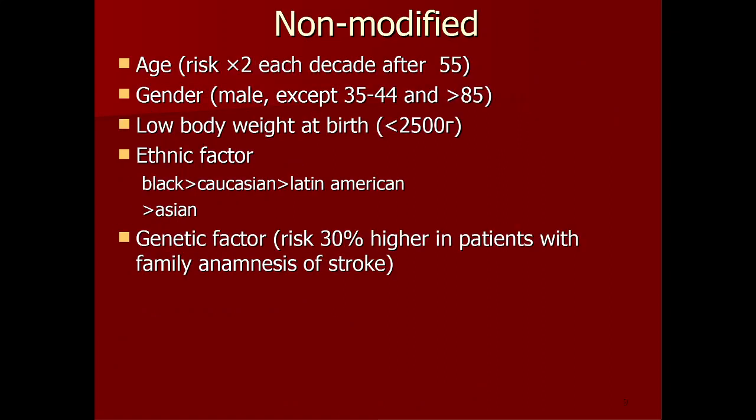Non-modified risk factors include age. Risk increases twice each decade after 55 years old. Gender: male in earlier age and later, female. Low body weight at birth, less than 2.5 kilograms. Ethnic factors, for example, mostly affected black, less Caucasian, less Latin American, and less Asian ethnic groups. Genetic factors: risk is 30% higher in patients with family anamnesis of stroke or myocardial infarction.